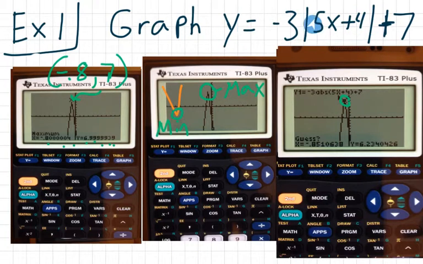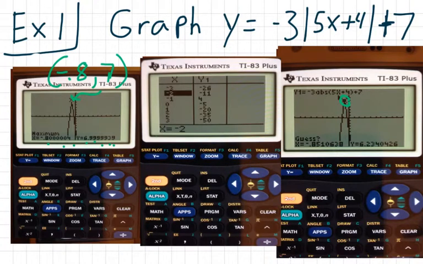Or if you press second graph, you're going to get a table on this machine that will look something like this. So again, you press second graph and you get a table, and look at this. This is the table for this function or equation right here.